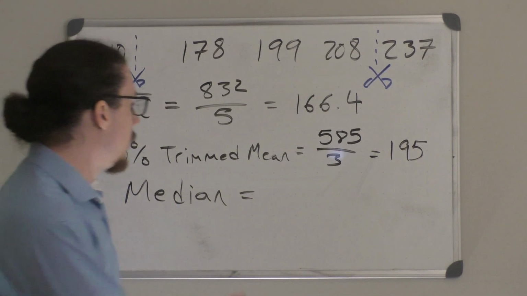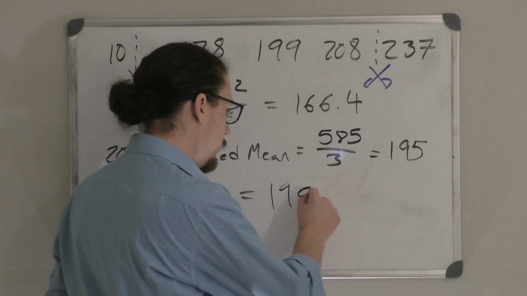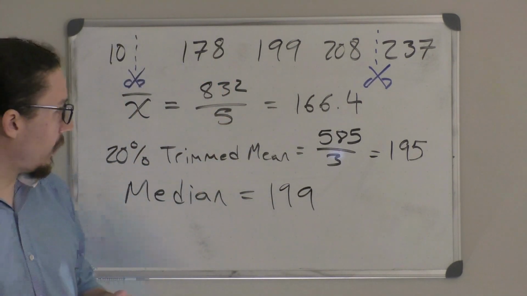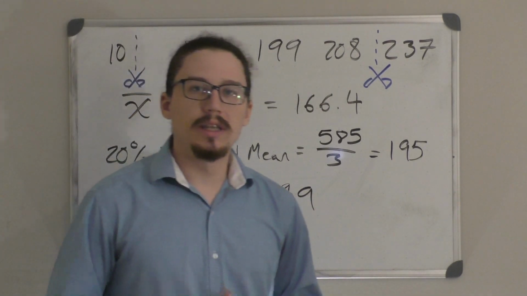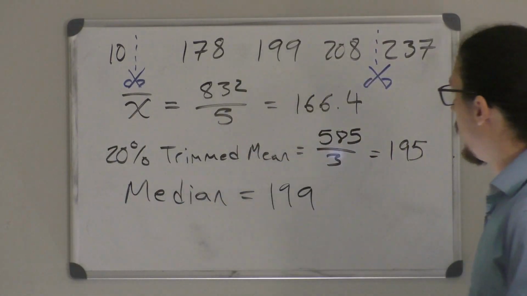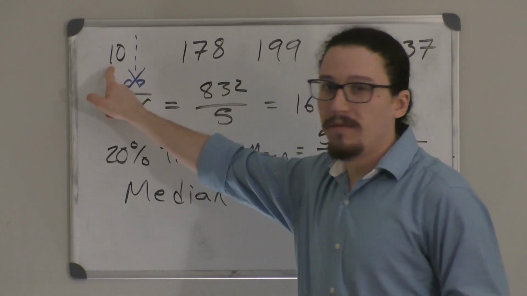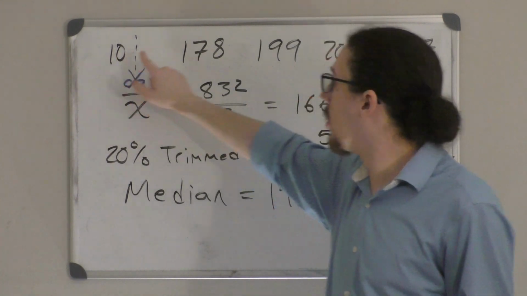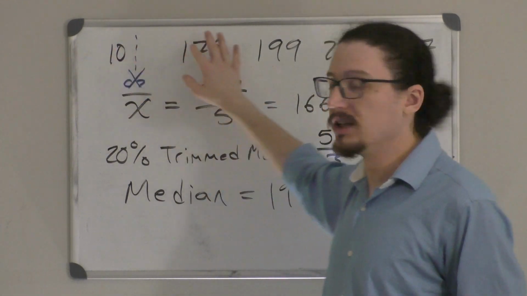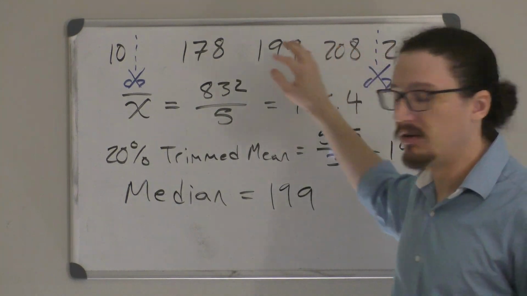median. If we look for the median, that's the value in the middle. Well, this is a pretty small data set. It's easy to see that 199 is in the middle. We've got 2 values to the left of it, 2 to the right. So 199 is our median. That's dead in the center.